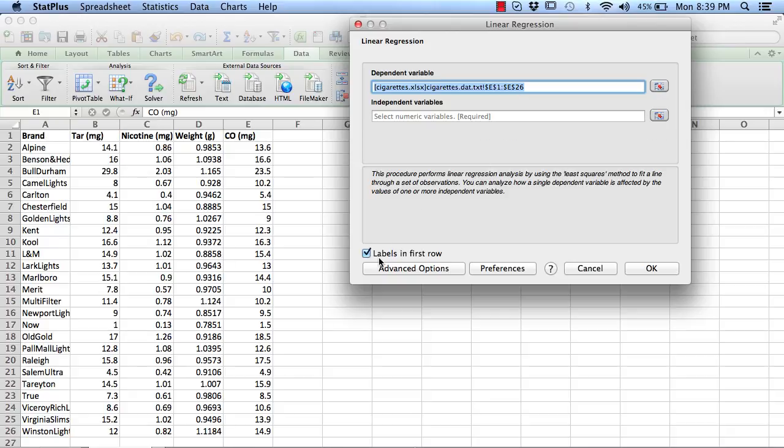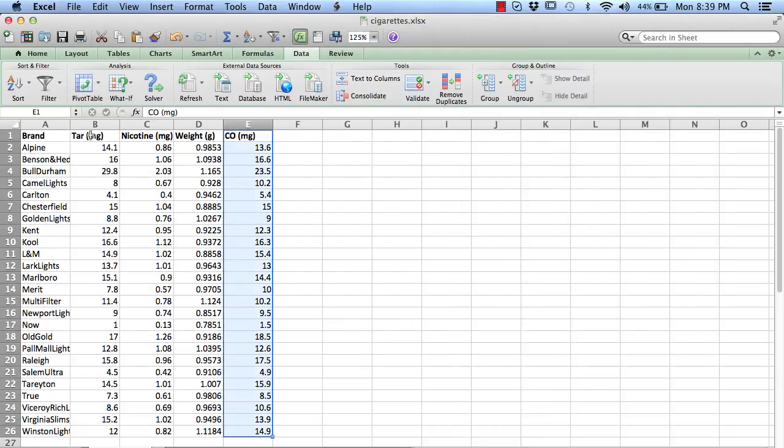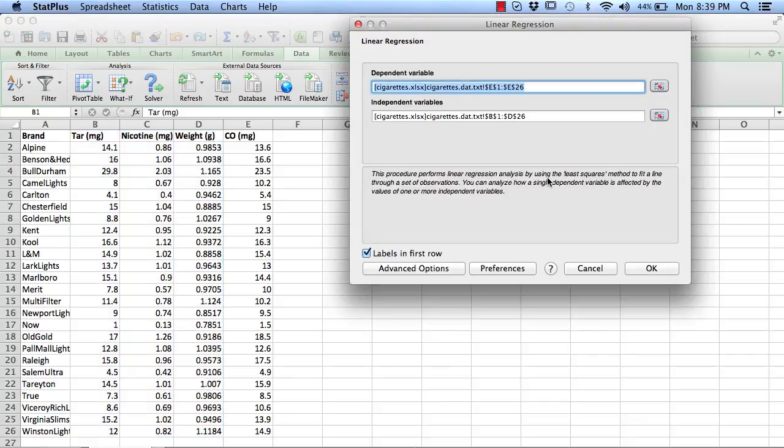And notice that I have this box checked for labels in first row, and that's because I did highlight the header row as well. If I didn't, I would just uncheck this, and then I would just be sure to be consistent with either selecting or not selecting the header row for the remaining information. For my independent variables, again, I click on this little box, and I'm going to highlight all 3 of my independent variables at once. Click back on the Stat Plus icon to pull the box back up.